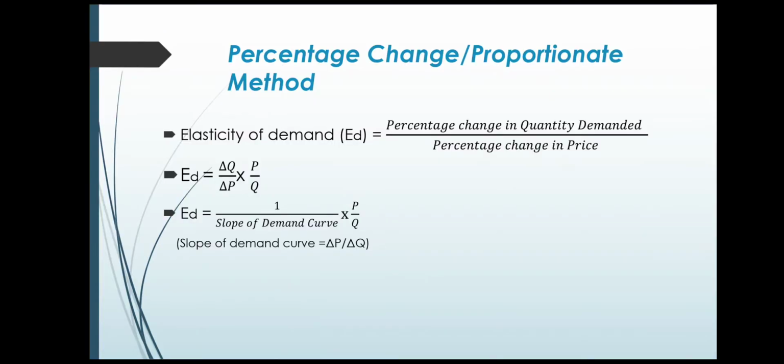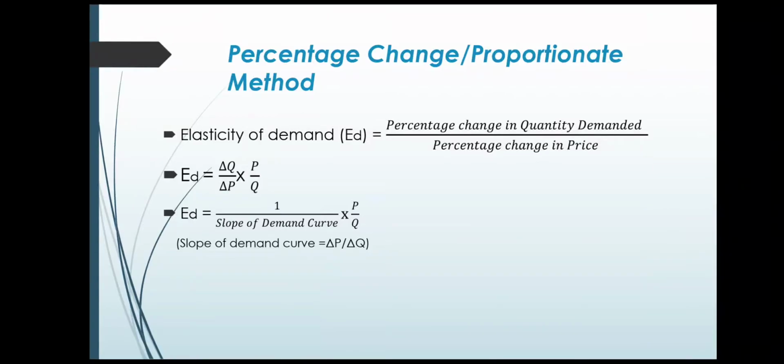So let us go through the formula first. Elasticity of demand is equal to percentage change in quantity demanded divided by percentage change in price. The other formula is elasticity of demand is equal to delta Q divided by delta P multiplied by P by Q. Now there is another formula which uses slope of demand curve.